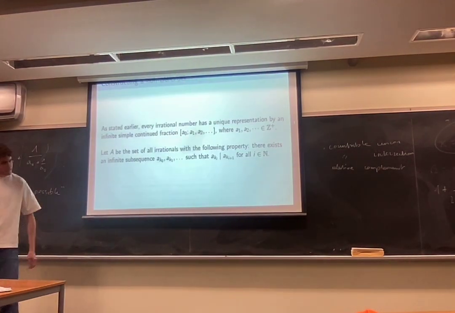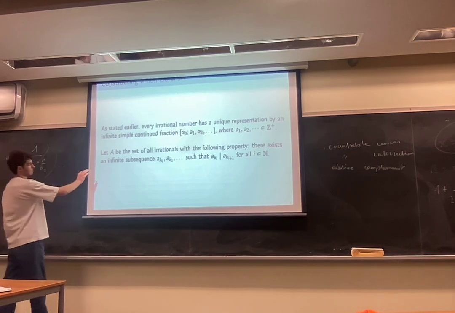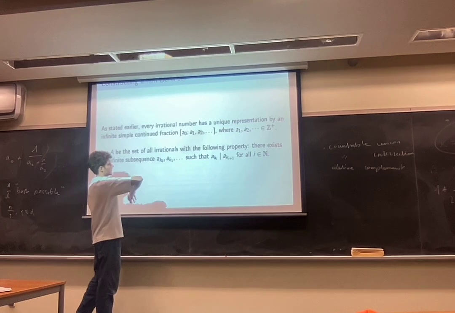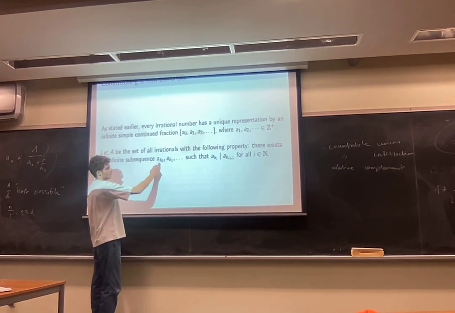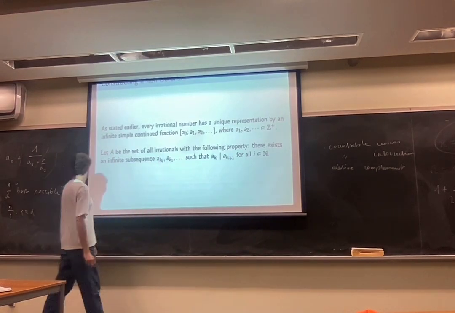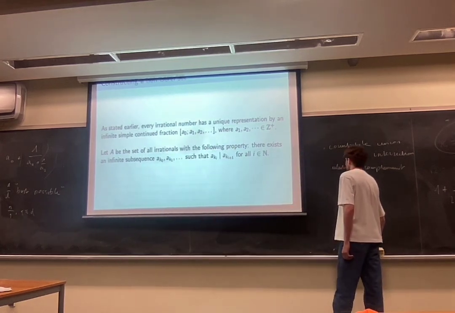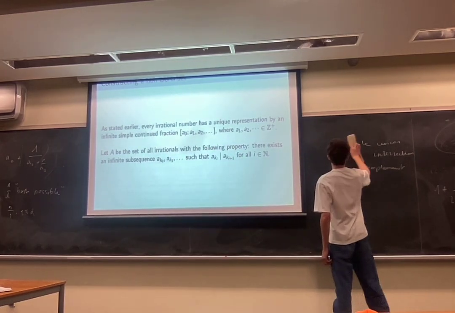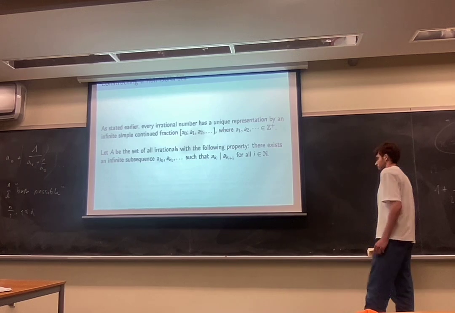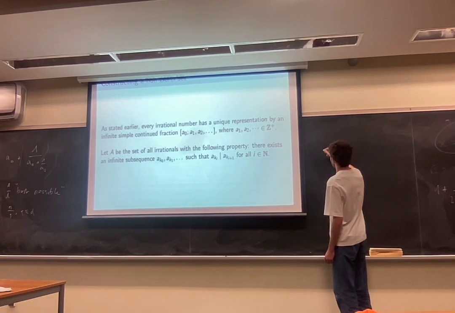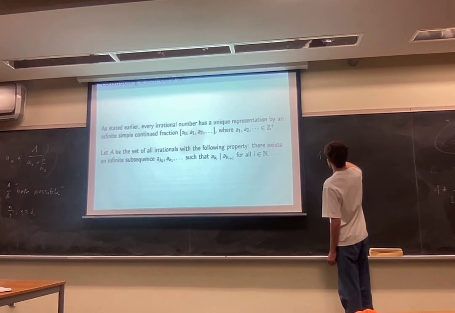Now, let A be the set of irrationals with the following property. There exists an infinite subsequence of your simple continued fraction such that each term divides the next one, right? So I guess we could give an example of an irrational number. Let's say there's some subsequence.